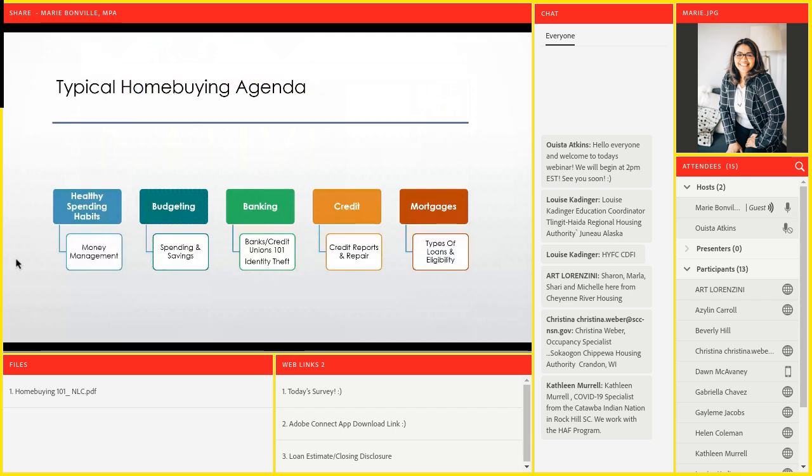So today's home buying agenda, or the typical home buying agenda, starts with healthy spending habits. We go into money management. How did your parents and your grandparents utilize money? We talk about spending and saving, right? What are your habits? Do you have a budget? Do you like the word budget? What are those spending habits that you currently have now that need to change in order to purchase a home? We talk a little bit about banking, and specifically for this webinar, I'm going to talk about identity theft.